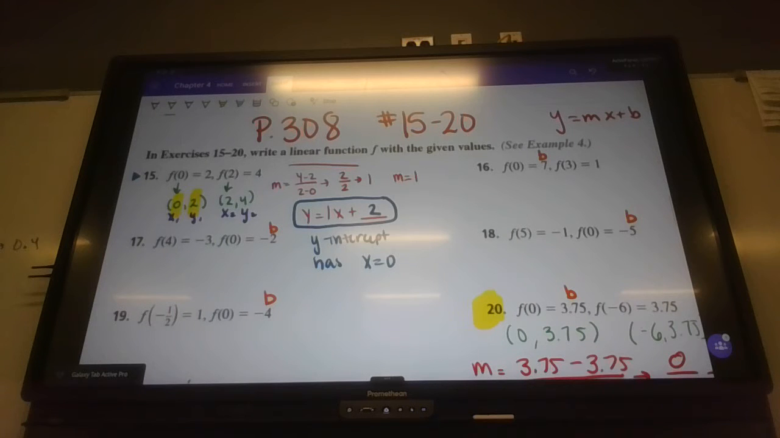If you finished early, I know there's a couple of you, and you're just checking your work while you're waiting, try these word problems. This is for any early finisher.